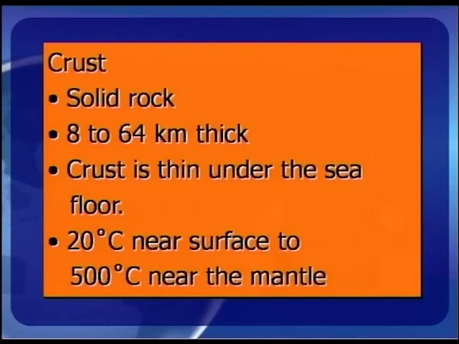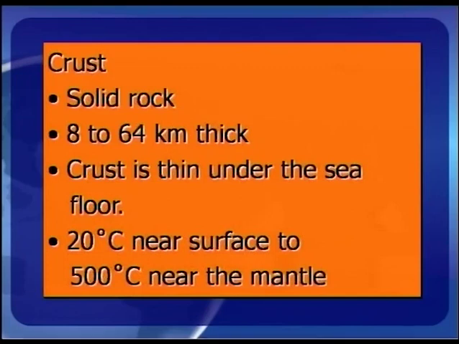The crust layer, the thickness is very thin in the ocean, and on the continent or the land itself, the thickness of the crust is very thick, or thicker than the ocean. Temperature is about 20 degrees Celsius near the surface, and reaches up to 500 degrees near the mantle, which is the second layer. So let's have a look at the second layer.